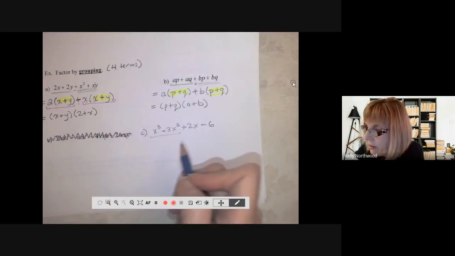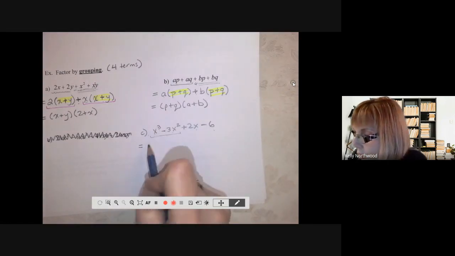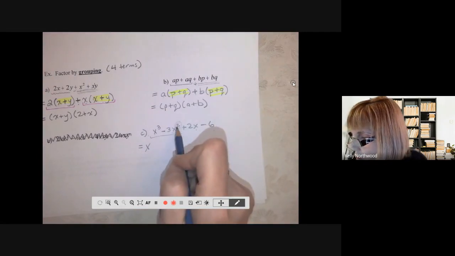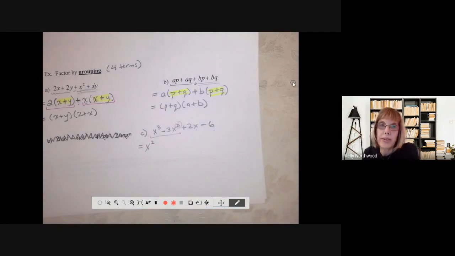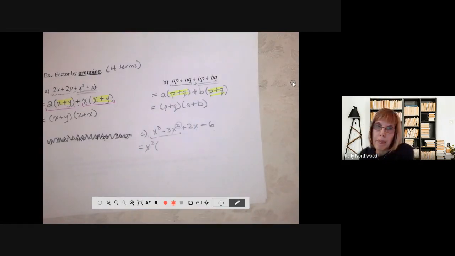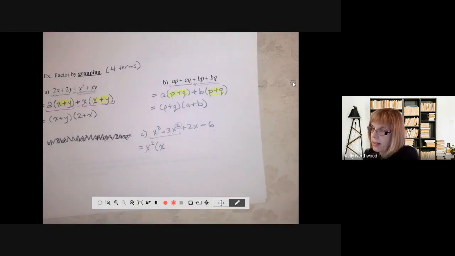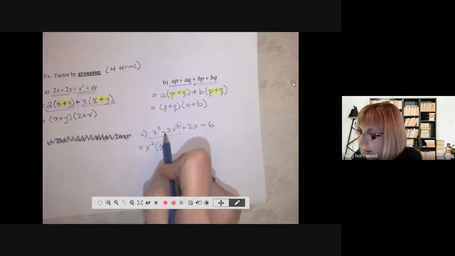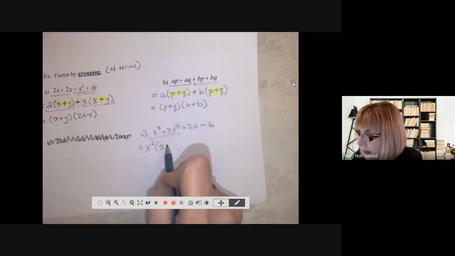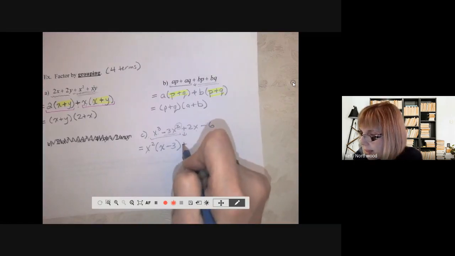So I'm just looking at the first two terms and what the greatest common factor is. So there's definitely an x, but the smallest exponent with just the first two terms is x squared. So that's what's in common with the first two terms. And then what would you need to multiply x squared by to get x cubed? X. What would you need to multiply x squared by to get negative 3x squared? Negative 3. Sign that comes next goes next.